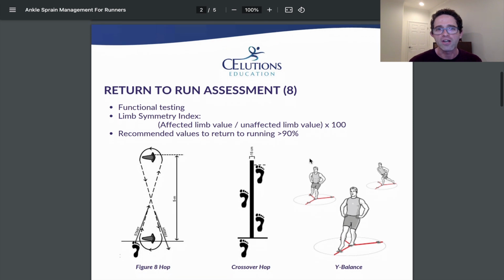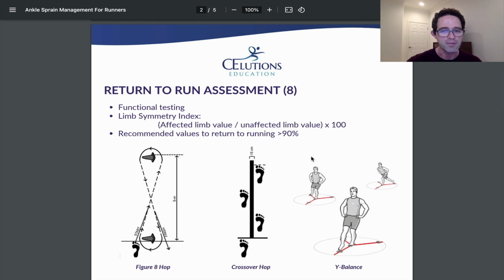So we are getting that patient some really good strength training. They're coming to the end of their PT. How do we assess whether they're ready to return to running? Well, it comes down to 2 important things: functional testing and limb symmetry index. So let me first talk about functional testing. Functional testing is testing that we can do with patients that's going to mimic everyday activities, or it's going to mimic things that they're going to find in everyday life.